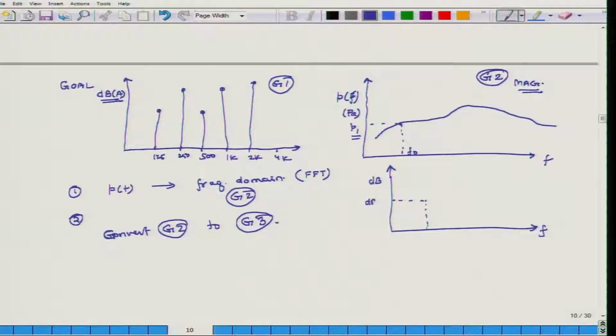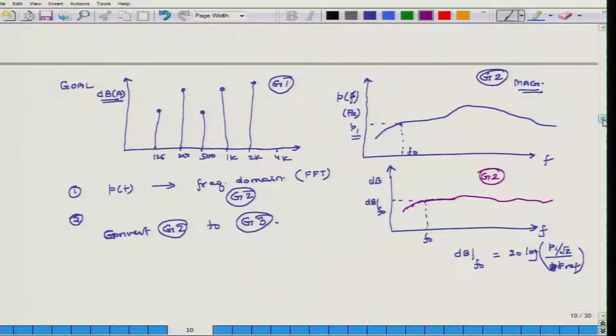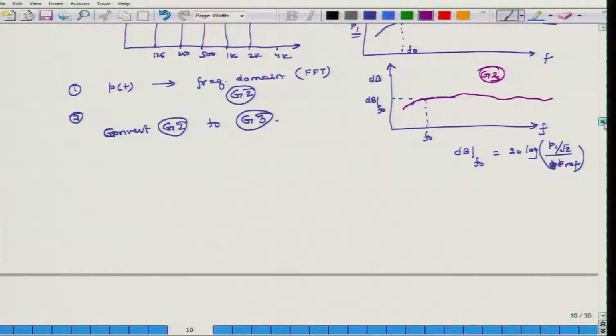So, dB at F naught is what? At frequency F naught, it is 20 log P1 by root 2 by P ref. Okay. So, this is important, otherwise our answers will be off. So, likewise we construct a dB plot for all the frequencies. So, this is our graph G2, G3. Next, what do we do?